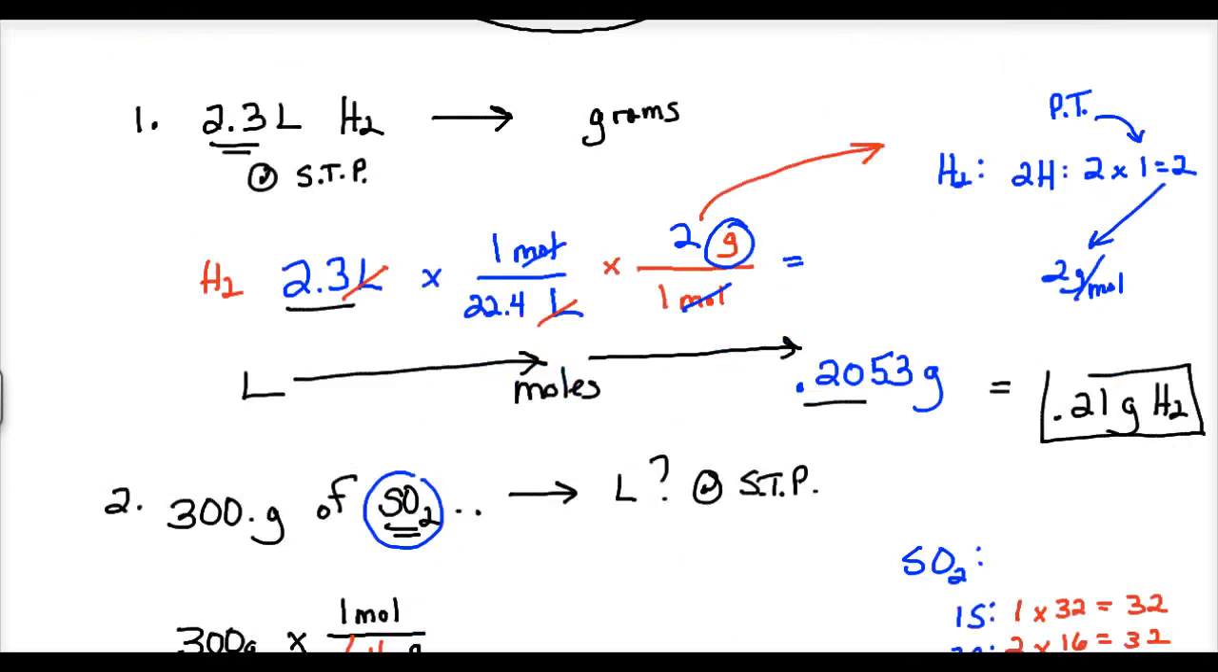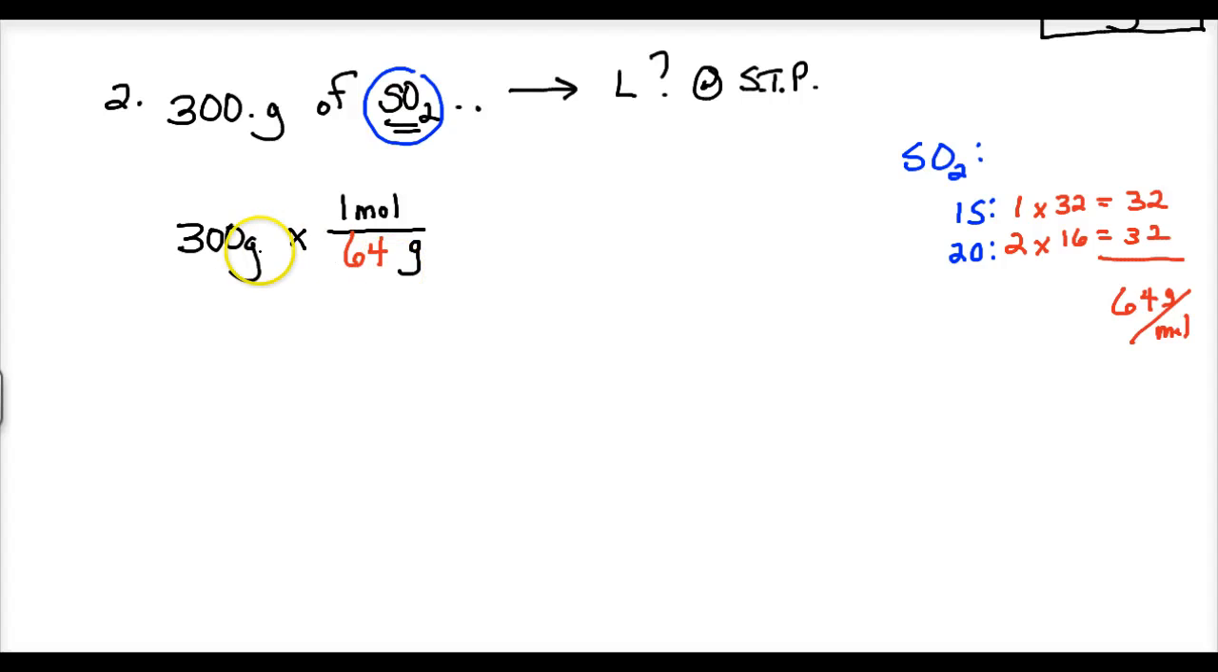All right, so back to our problem. So I get rid of grams. This gives me moles. But where are we trying to go? We're trying to go to liters. So we times it. We get rid of moles again. We go to liters. And what is the converting factor? Doesn't matter what the gas is. It's 22.4 liters equals 1 mole.